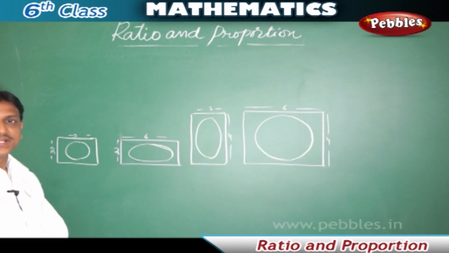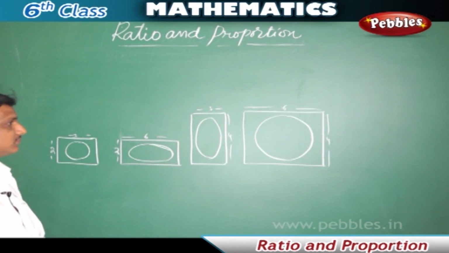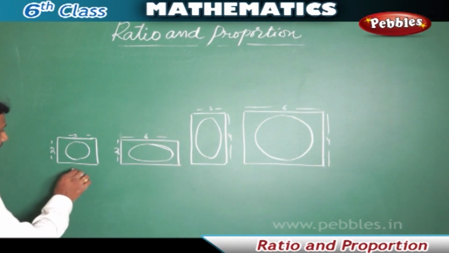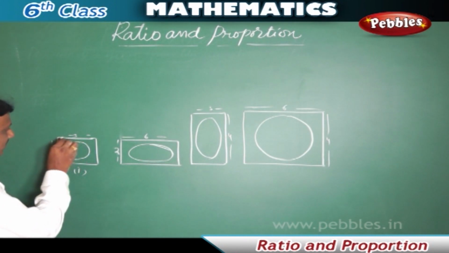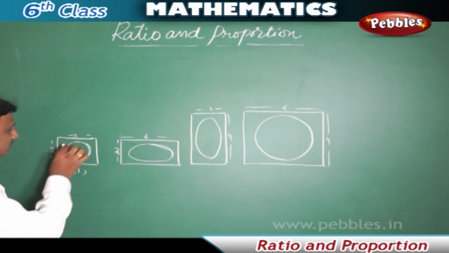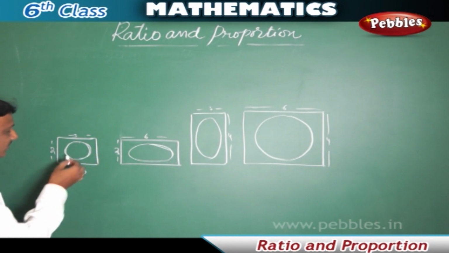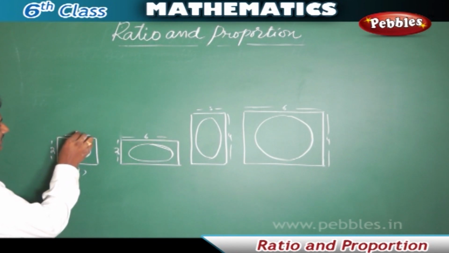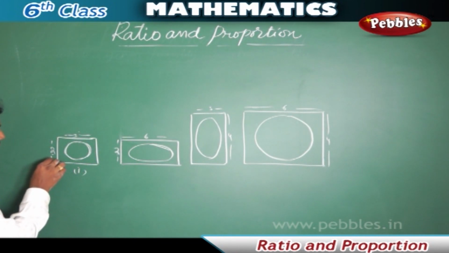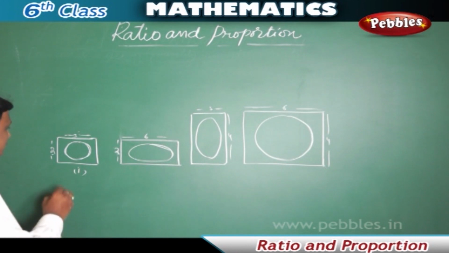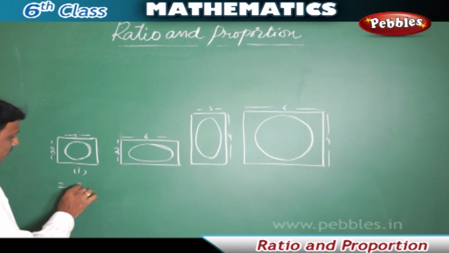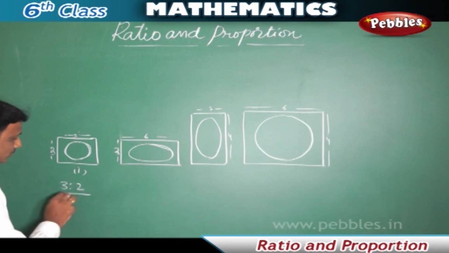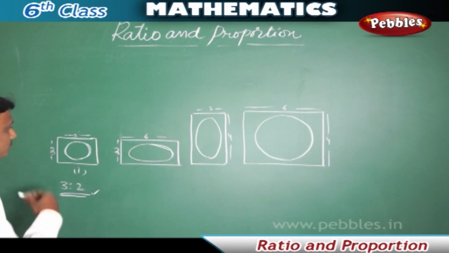Now let us try to understand proportion. So what is proportion? Just look at these pictures. Here we have a picture with a circle and a square. This is a square picture which has an exact circle at its center. Let us see its measurements. Here it has 3 centimeters width and 2 centimeters height. So length to breadth is 3 is to 2 proportion.